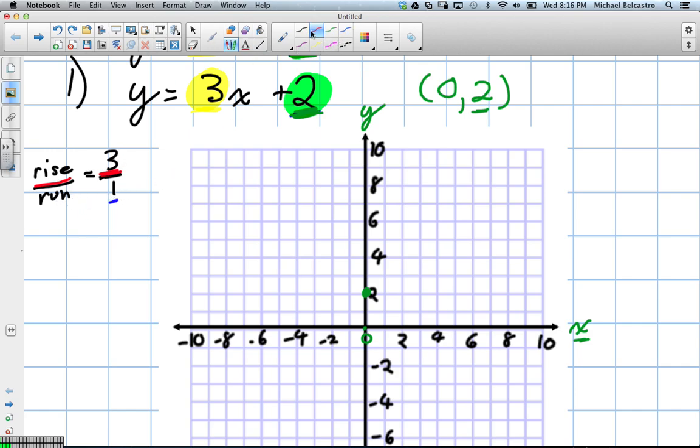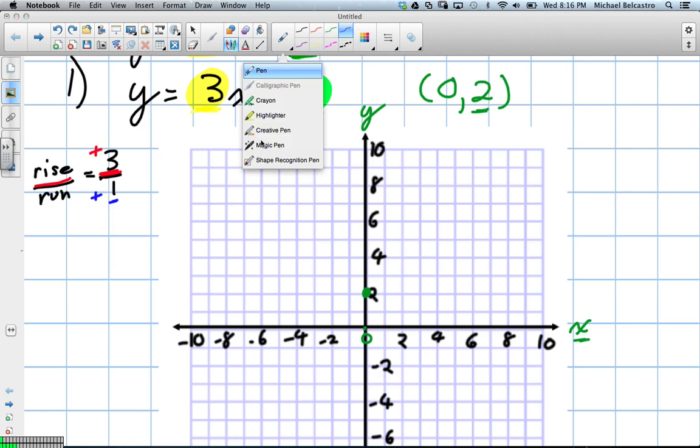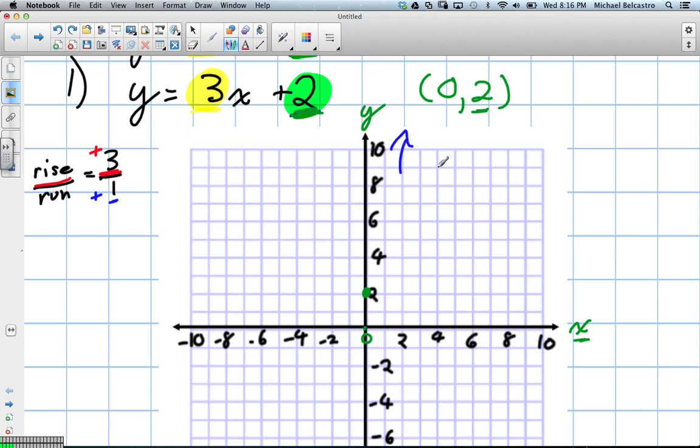Now both of these values are positive. That's really important, right? Because in our graph, when we're going up, it's positive, and down is negative. To the right is positive, and to the left is negative, okay?